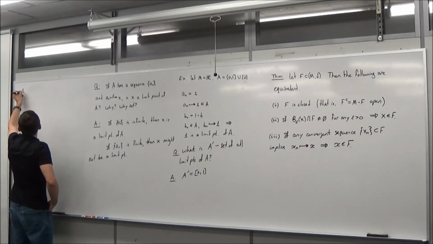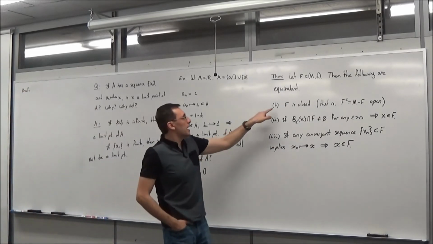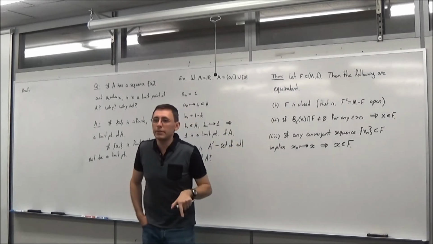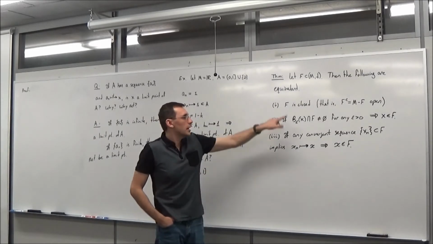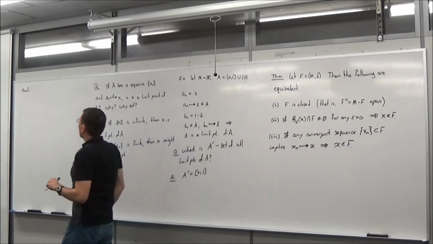Proof. So what I'm saying is that you can take either item 1, 2, or 3 as your definition of closed set, and all the others are immediately given. They all imply one another. Okay? Proof.